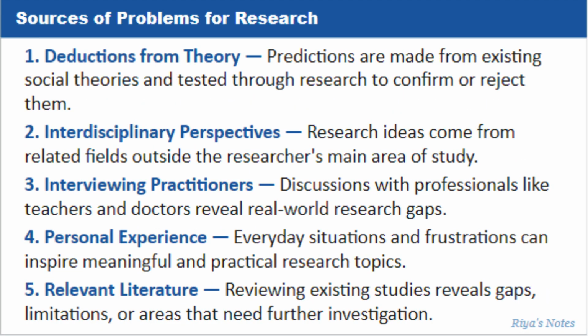Sources of problems for research. 1. Deductions from theory. Predictions are made from existing social theories and tested through research to confirm or reject them. 2. Interdisciplinary perspectives. Research ideas come from related fields outside the researcher's main area of study.